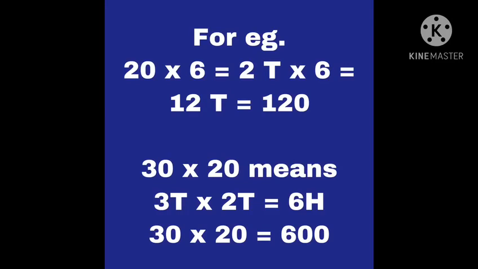The other could be 30 multiplied by 20, which means 3t multiplied by 2t equals 6h. Now here h is referred to as 100. That means 30 multiplied by 20 equals 600, and 600 is a 3-digit number which refers to hundreds.